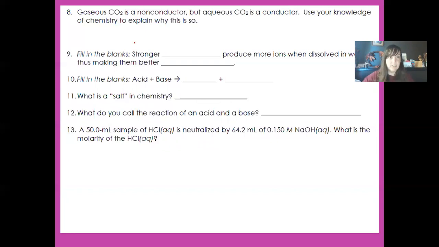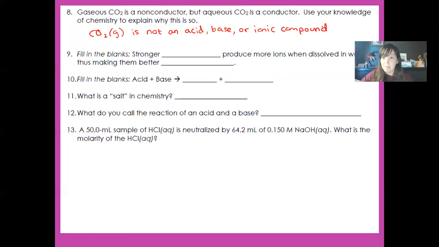So gaseous CO2 is a molecule, not an acid, base, or ionic compound. It's a covalent molecule. But CO2 aqueous is an acid, so it conducts.